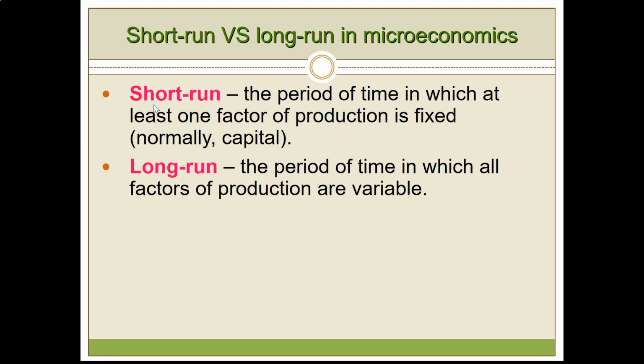Short run in economics is a period of time in which at least one factor of production is fixed. Usually this is capital. It's a time period during which we are stuck with a certain amount of capital and cannot vary it. Long run is a period of time which is sufficient in order to vary all factors of production. In other words, it's a time period in which all inputs, all factors of production are variable.